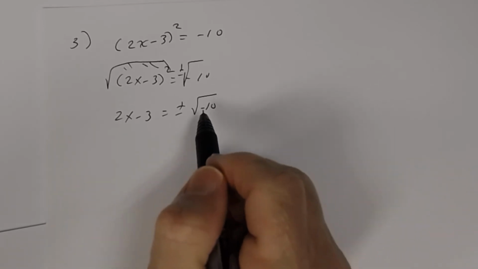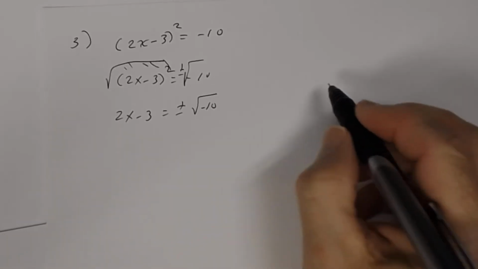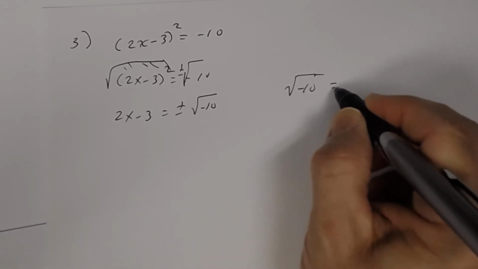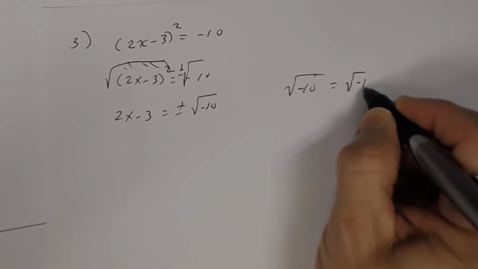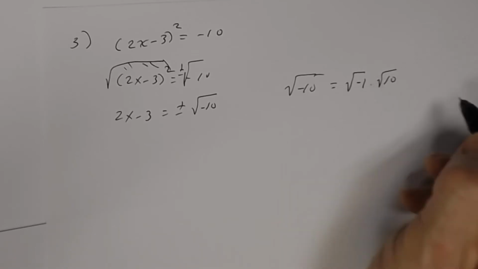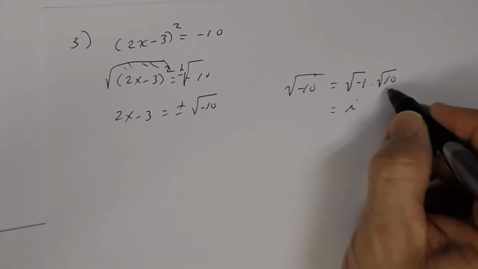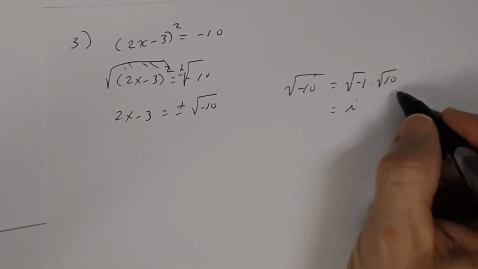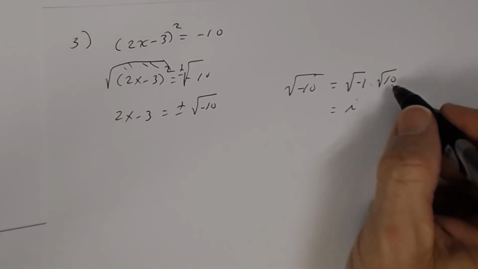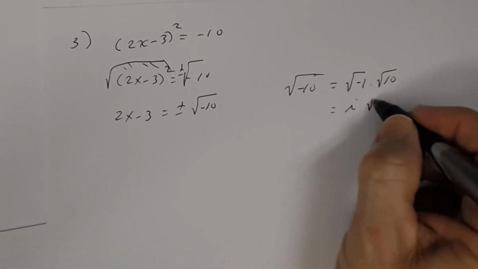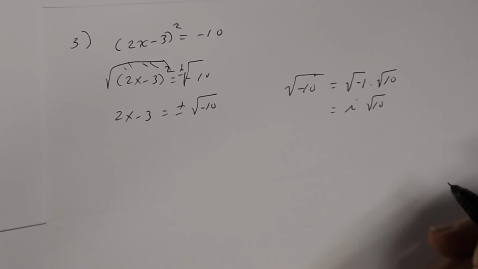Now remember, the radicand is negative. So we have to remember that the square root of negative 10 means the same thing as the square root of negative 1 times the square root of 10. And the square root of negative 1 is defined to be i. The square root of 10 I cannot simplify. There is no perfect square other than 1 that goes into 10. So the square root of 10 cannot be simplified. And so that's how you write it.